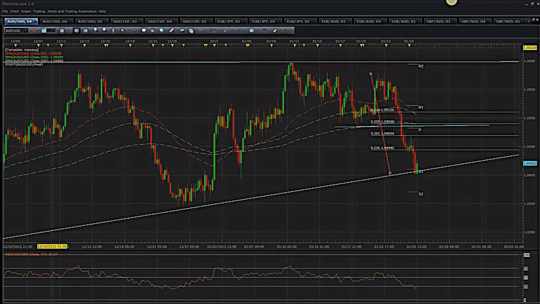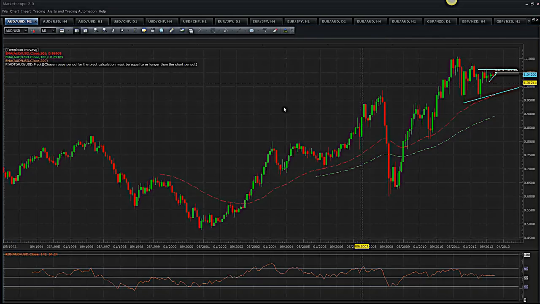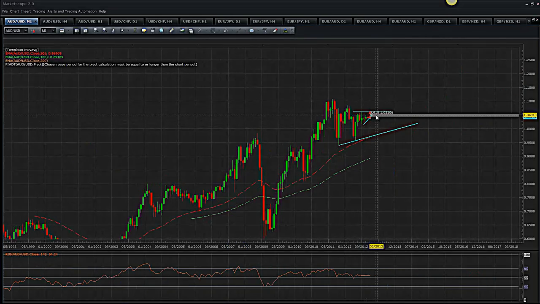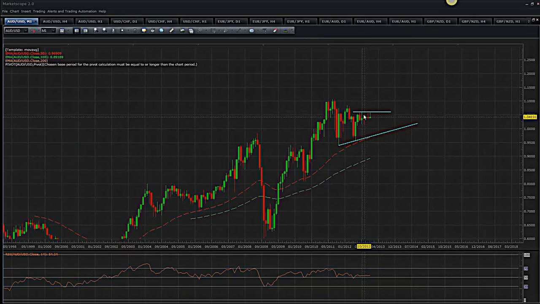But again, if we jump back up to the monthly chart, these repeated failures at this level, once, twice, 3 times, 4 times, back-to-back bearish hammers, you really want to be concerned about where you're looking to go long Aussie dollar.